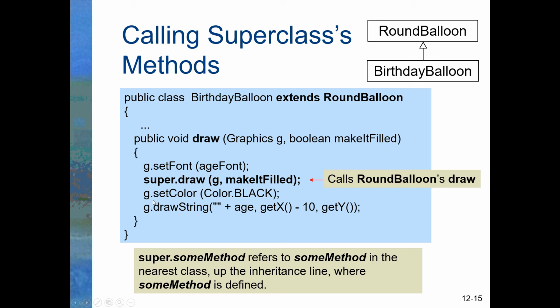And then after that, I'm going to go and set my color to black, and then I'm going to put a draw string in there, which is going to allow me to actually write in the middle of the balloon, and I'm going to actually be able to print the age and specify the location where it's going to be. So there it is. Again, I can cut out, let's say there's like 6 lines of code inside of my draw method up above. I just saved myself 5 lines of code by calling the super.draw command.